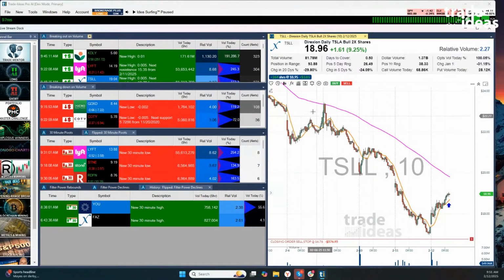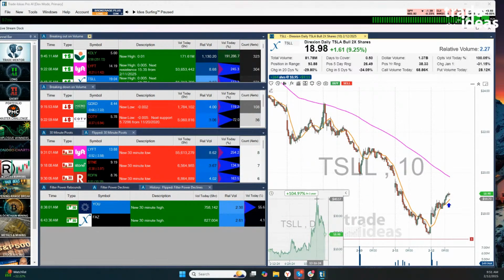If it rebounds some, let's look at the potential. See, like this. I missed this, and I'm trying to see, what if it goes to here? That's a big move.